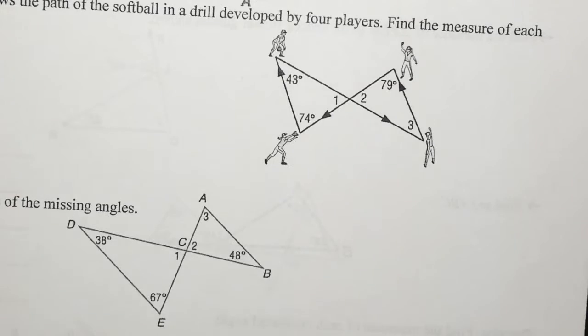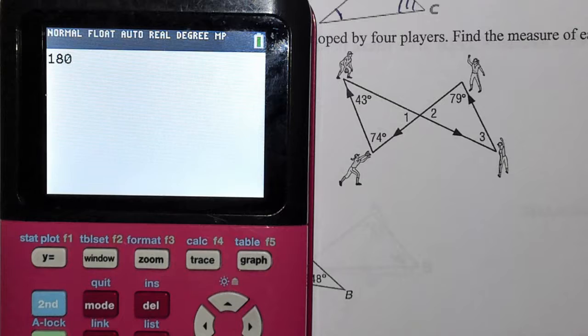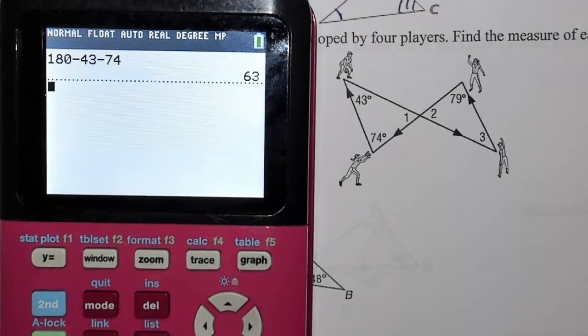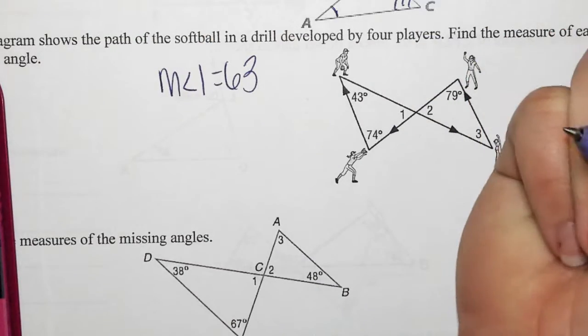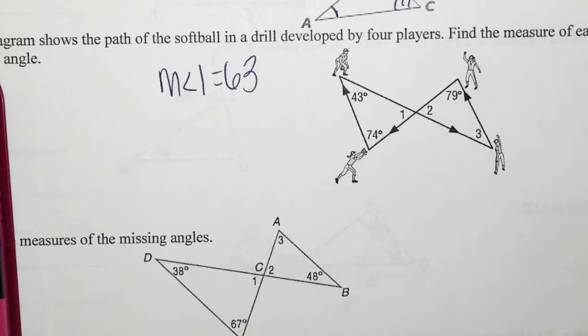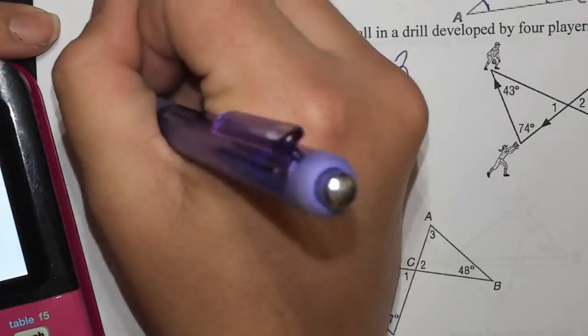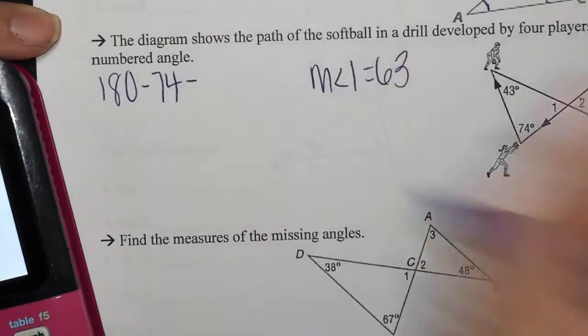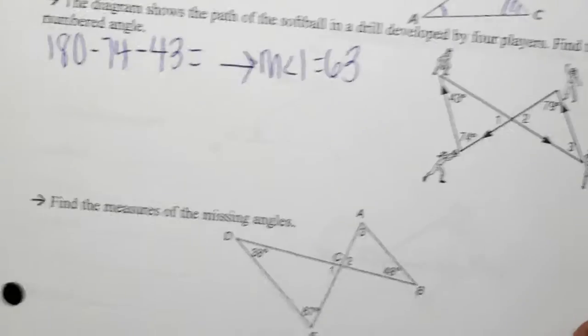If I were you, I would always just start with 180. So type 180, and then subtract the 2 you do know. So subtract 43 and 74. That's the measure of angle 1. Okay, so the measure of angle 1 equals 63. You don't have to write this, but I am just showing so people know how I found it. 180 minus 43 minus 74, that equals 63. Okay, so that's all I did to find angle 1.